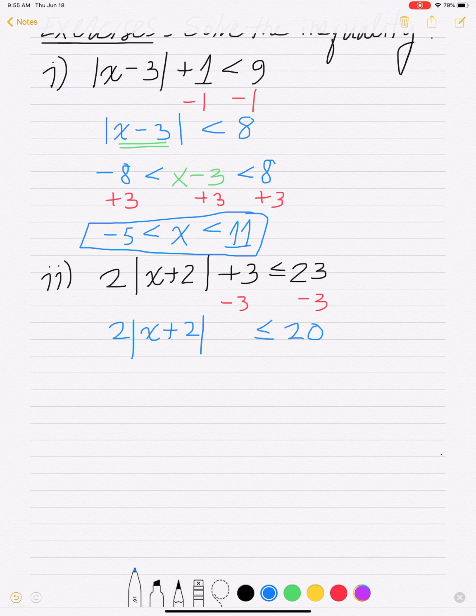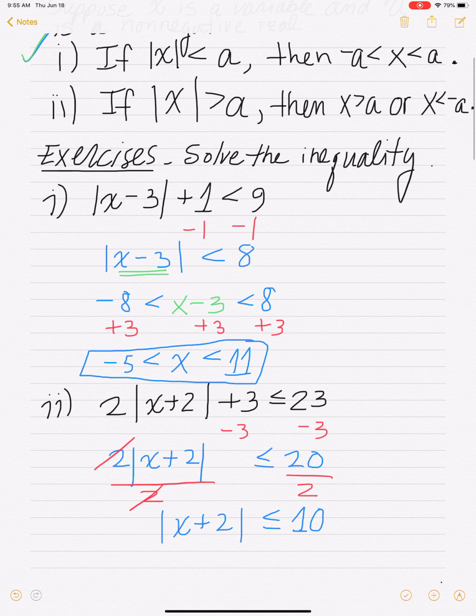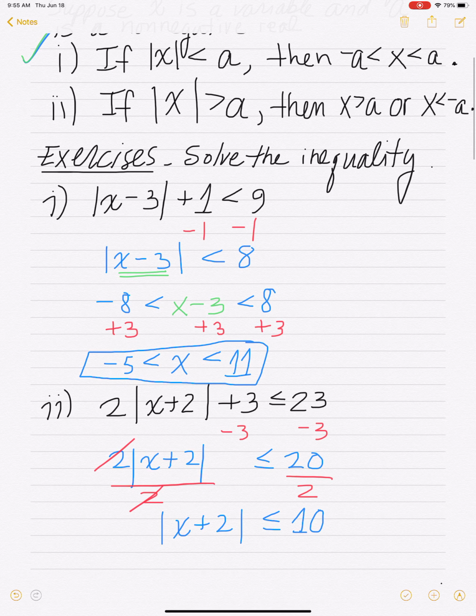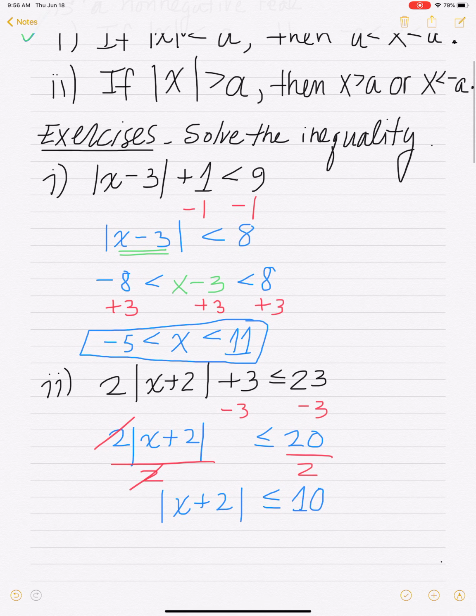All right, so the absolute value is still not by itself, so we got to get rid of that 2 out in front. So let's divide both sides by 2. Here the 2's are going to cancel. We're going to get the absolute value of x plus 2 less than or equal to 20 divided by 2, which is 10. All right, so we got the absolute value by itself. Which case are we talking about? Case 1 or case 2? Do we have the absolute value less than, or greater than? This is a less than situation. Actually, it's less than or equal to, but it's pretty much the same thing as less than. So again, it's a case 1 situation.